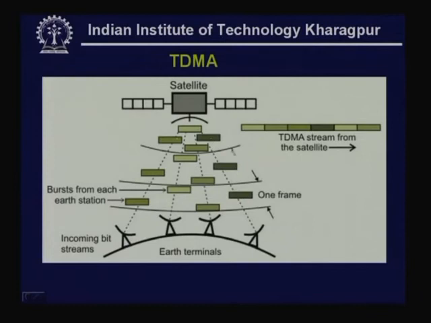these packets are sent by another ground station, and this is the TDMA stream which is broadcast by the satellite towards all the ground stations. You can see it is following the same order, first this one, then this one, then this one. The same order is followed, and this is repeated one after the other. So, this is how TDMA works.